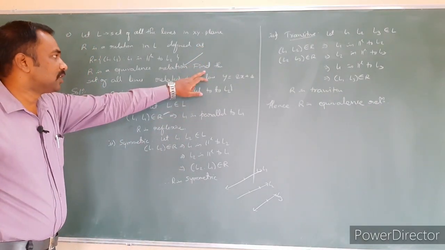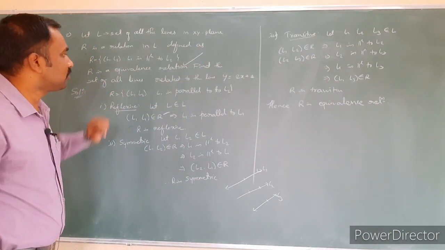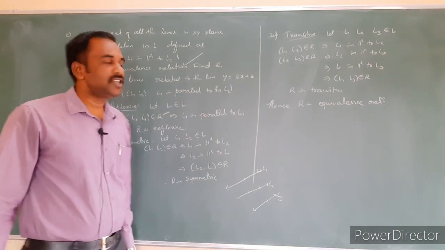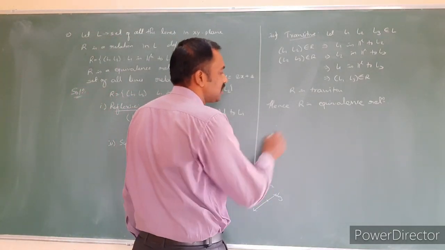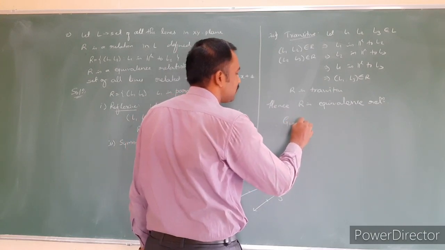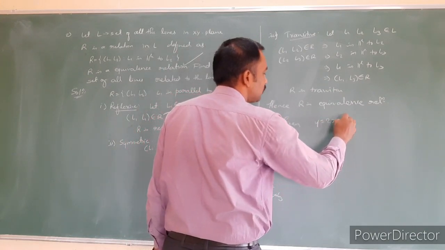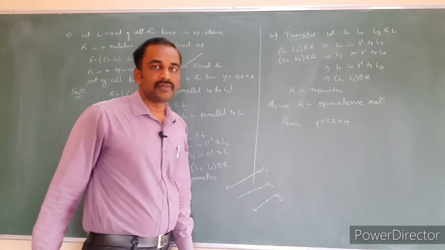Now come to the next point. What is that? Find the set of all the lines related to the line y = 2x + 4. Okay, so here one line is given. What is the given line? y = 2x + 4. It is a given line.